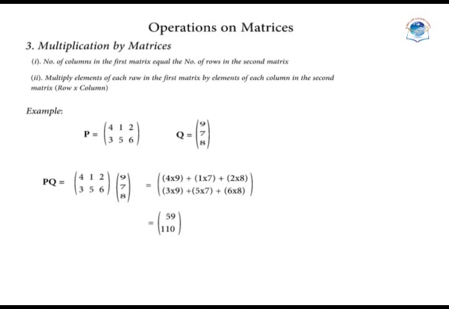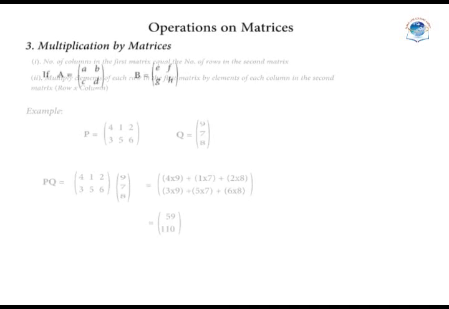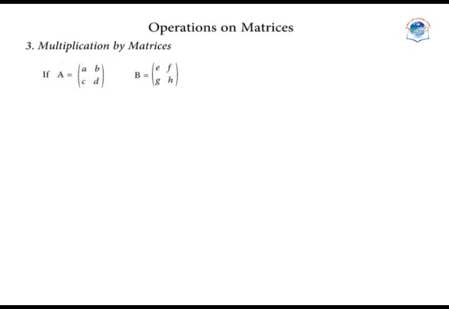Square matrices are multiplied only if they are of the same order. For example, if A is equal to A, B, C, D and B is equal to E, F, G, H, then A times B is equal to A times E plus B times G, and then A times F plus B times H, and then C times E plus D times G, and lastly C times F plus D times H.